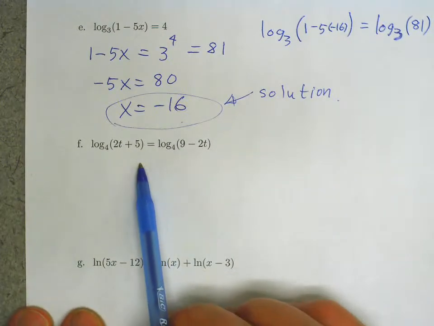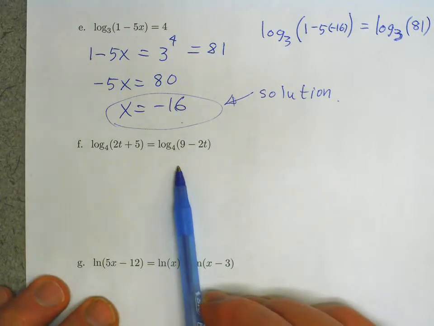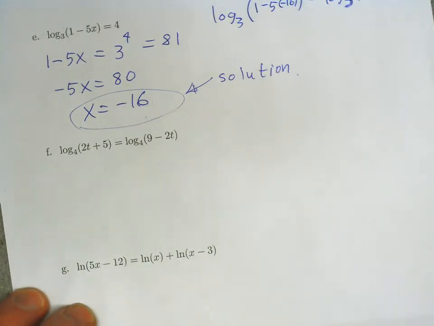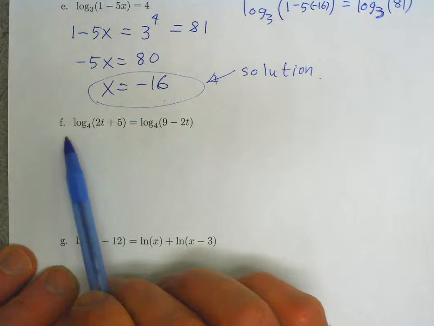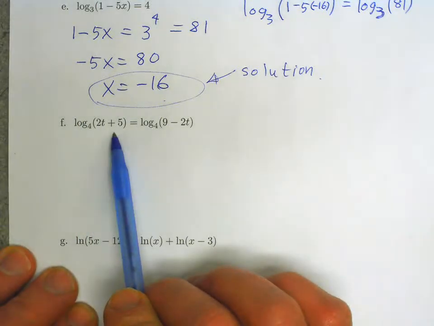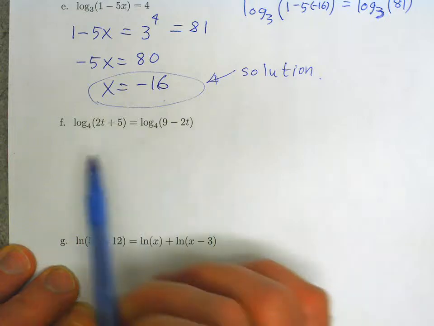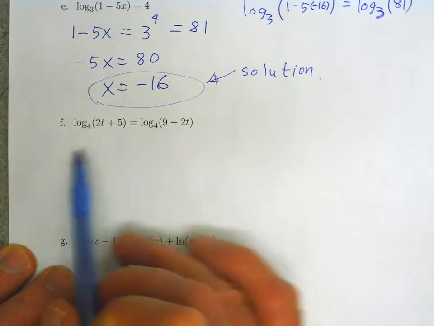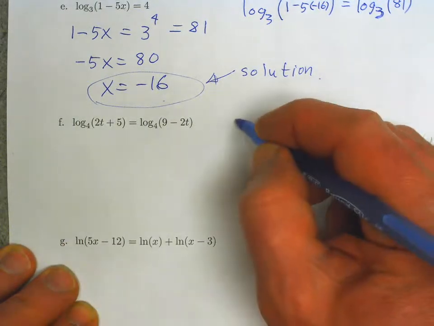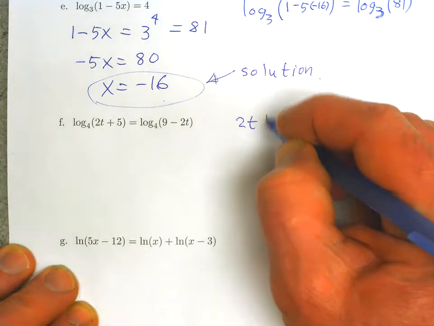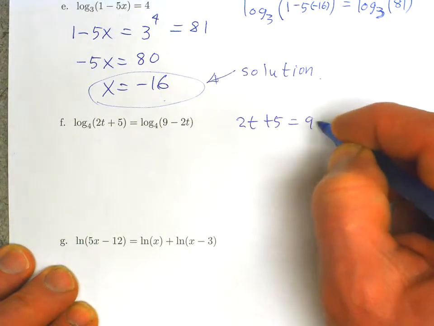Okay, this one is pretty straightforward. Log base 4 of 2t plus 5 equals log base 4 of 9 minus 2t. So that has to mean that the arguments are equal. 2t plus 5 is equal to 9 minus 2t.